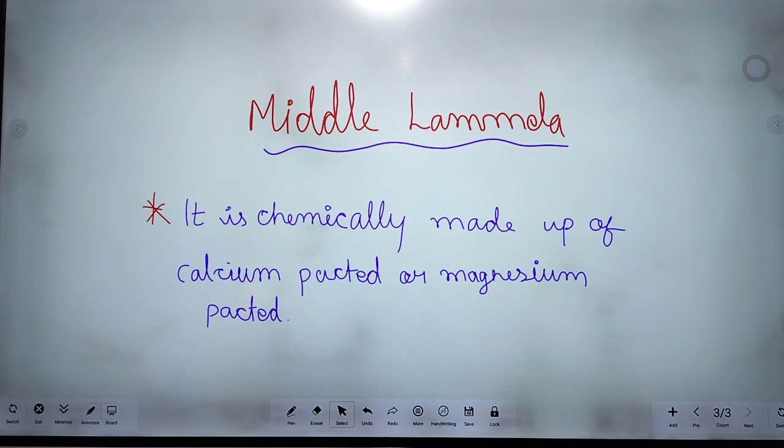Middle lamella is chemically made up of calcium pectate, or we can say magnesium pectate. Here calcium acts as sand and pectate acts as cement. Both provide rigidity to the middle lamella.